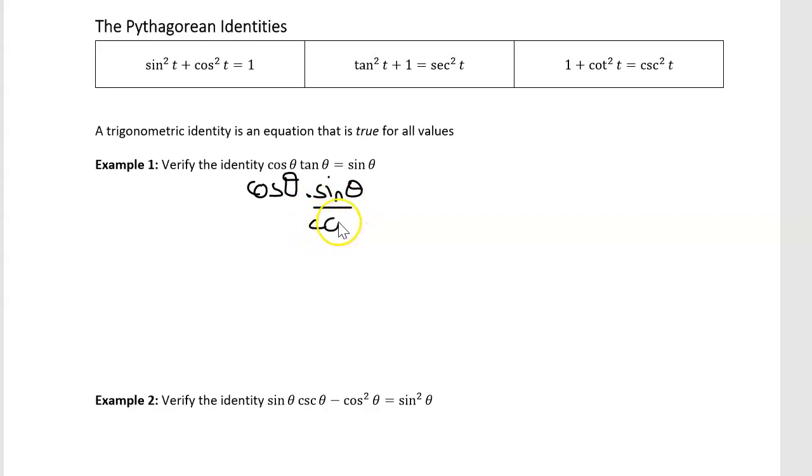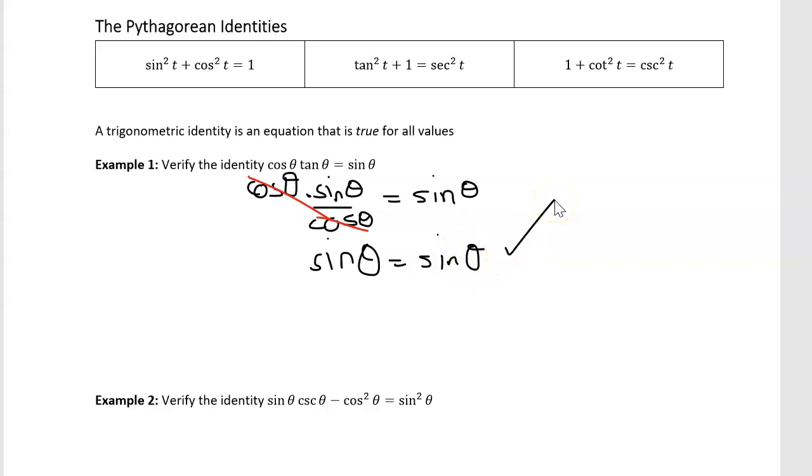You don't want to skip any substitutions, and you want to carry along your equations so that each one is a copy of the one before it. So we're basically establishing a proof by saying each equation is equivalent to the one above. From here, we've got our cosines that will cancel, and this proof is done. Sine theta is equal to sine theta has been verified as true.